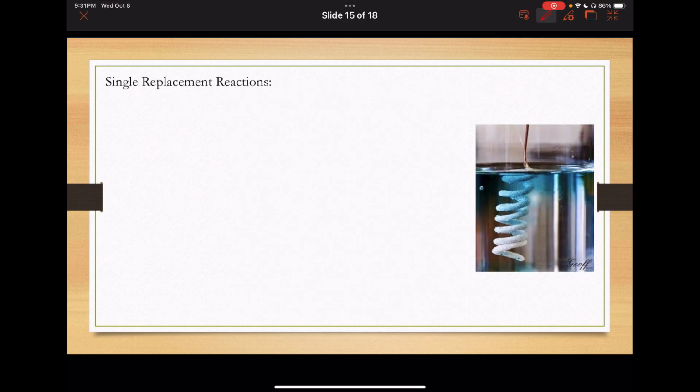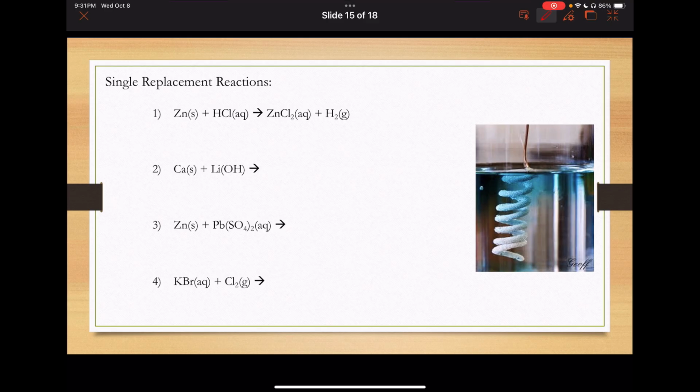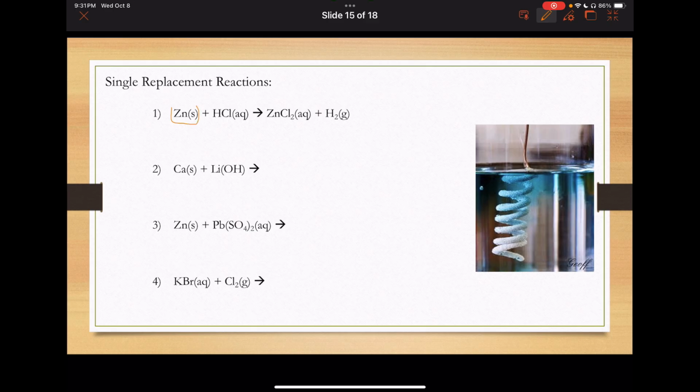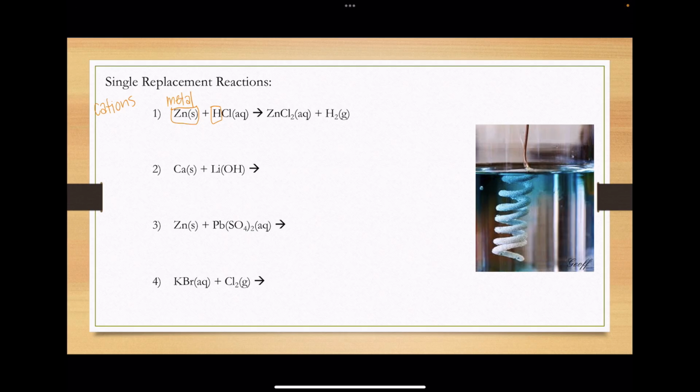So here are some examples of single replacement reactions. Here I have zinc by itself. Is zinc a metal or a non-metal? Zinc is a metal. So that means in this reaction, the cations are going to be switching places. So zinc and hydrogen are going to switch places. And thankfully for this one, it already shows us that it switched places. As you can see, the zinc took the place of the hydrogen.